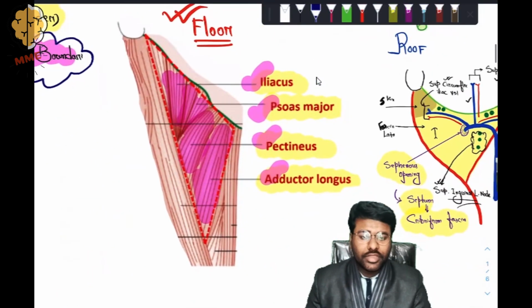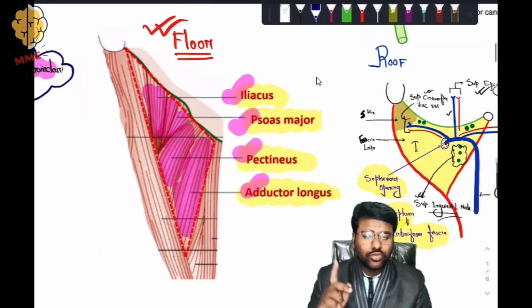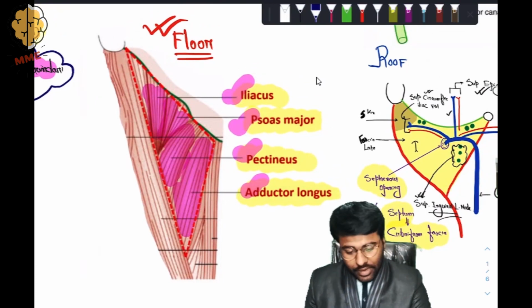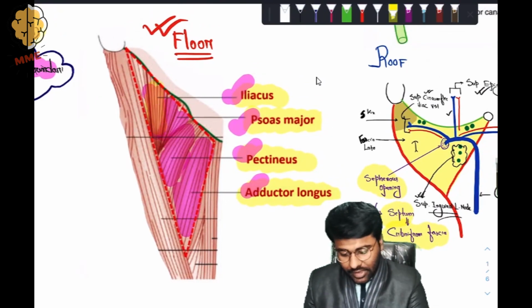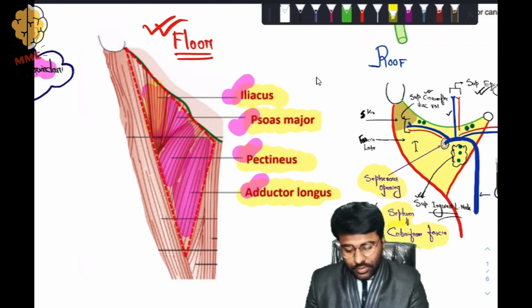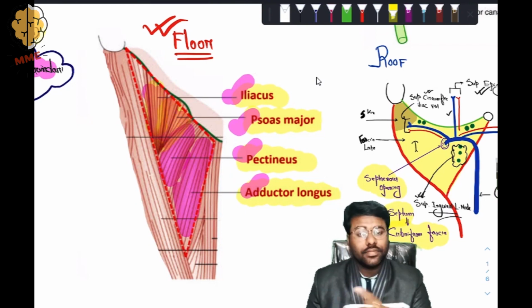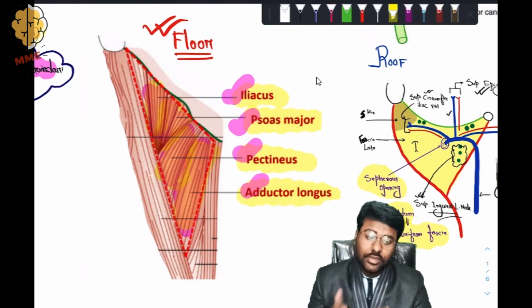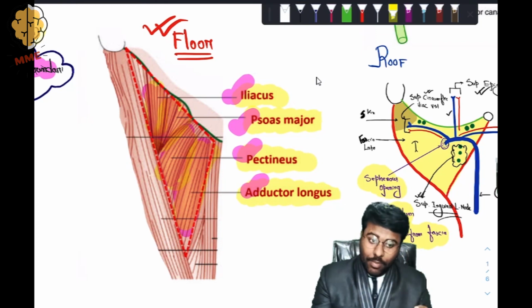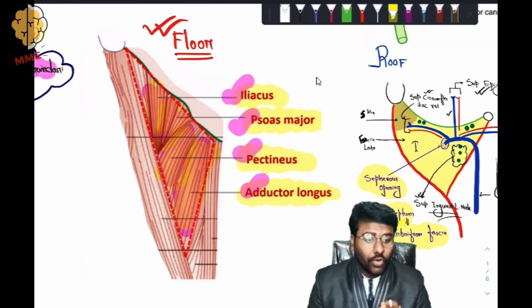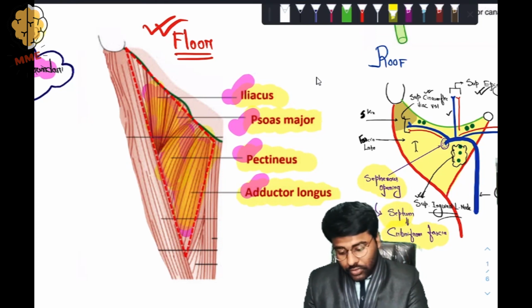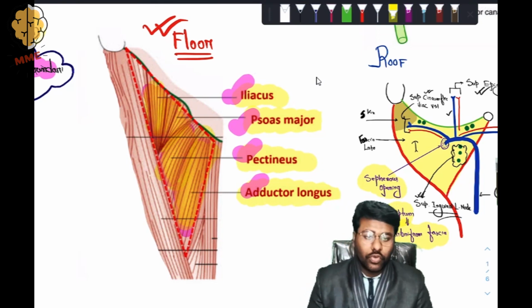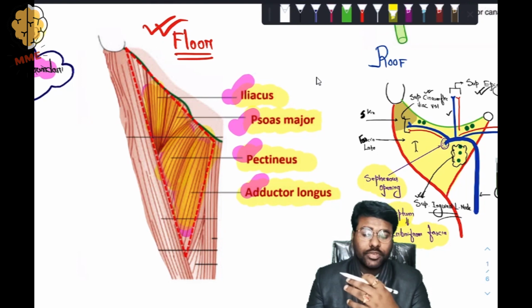Now come to the floor. In the floor, there are four muscles. First one is the iliacus. You can clearly notice, this is the iliacus muscle. Then the psoas major muscle. Then the pectineus muscle. And last of all, the adductor longus muscle. So the adductor longus, which forms the medial boundary, also forms part of the floor. So these four muscles mainly form the floor, in the sequence adductor longus, pectineus, psoas major, iliacus.